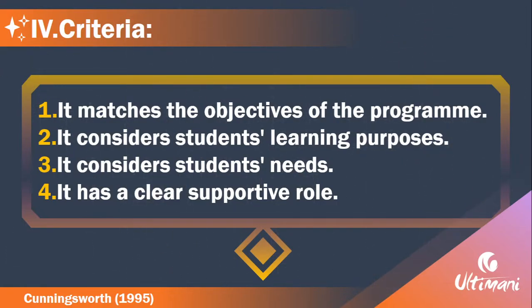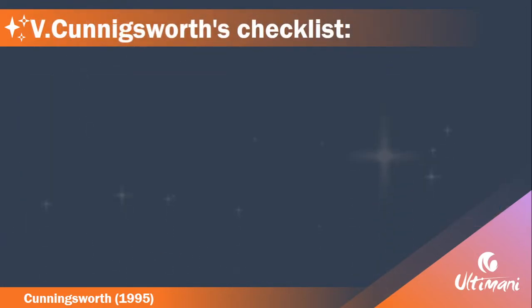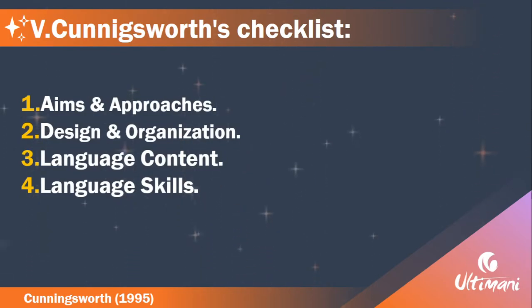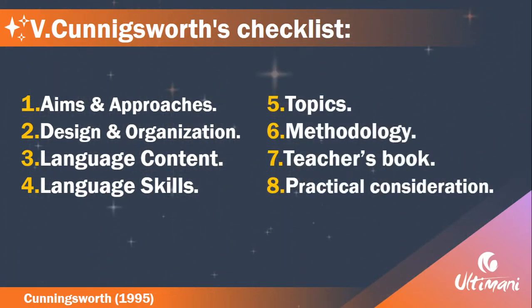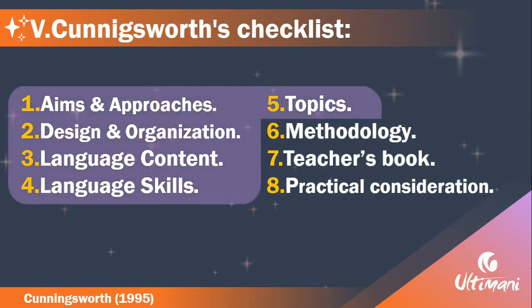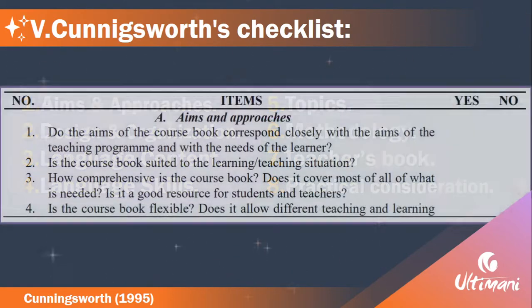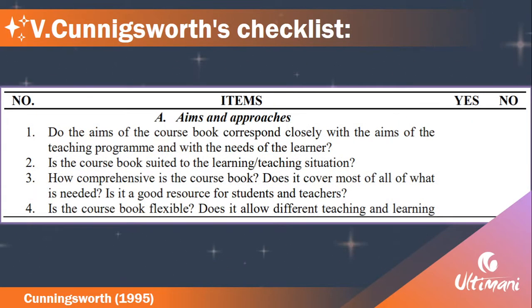Finally, let's talk about a famous checklist used by evaluators called the Gunningsworth Checklist. It contains 8 categories with different questions that evaluators should consider. The categories are aims and approaches, design and organization, language content, language skills, topics, methodology, teacher's book, and practical consideration. The first 5 categories are more important, so I advise you to pause the video, check some questions from the list to get a general idea.